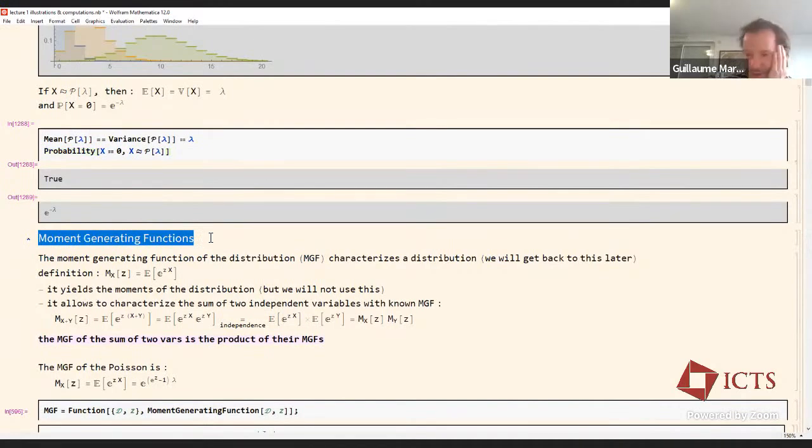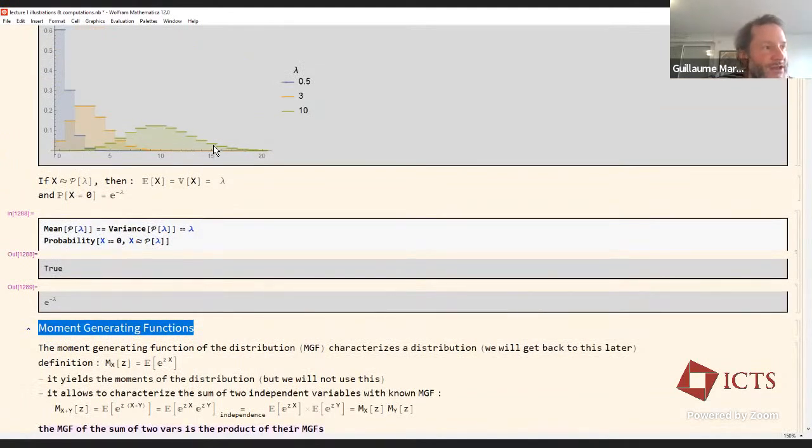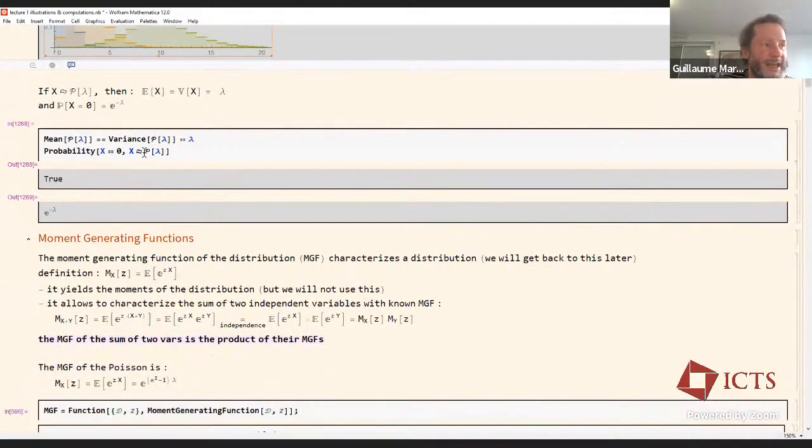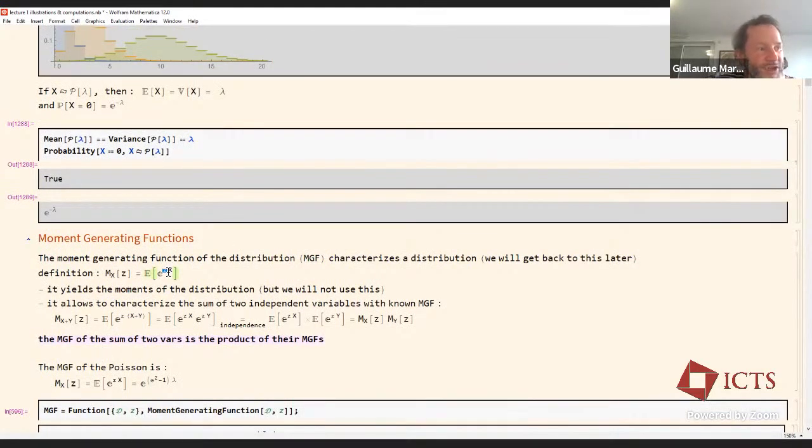So what is a moment generating function? It's a thing that characterizes a distribution, but in a different way from the histogram. The histogram tells you the probability of each event happening. It's more intuitive. The moment generating function is an expectation taken on a variable that depends on some coefficient, some dummy variable, we say Z.